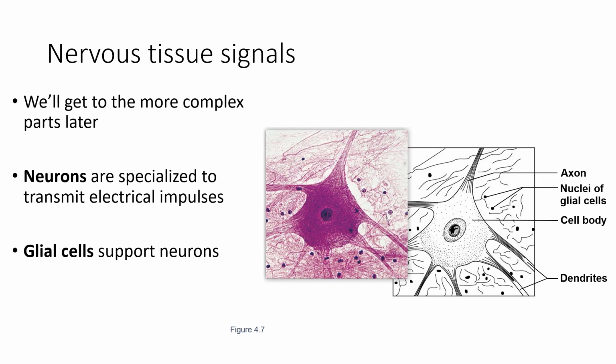So these are the different types of tissue. Remember, epithelial, connective, muscle, and nervous, and look within each one to see the different types within.